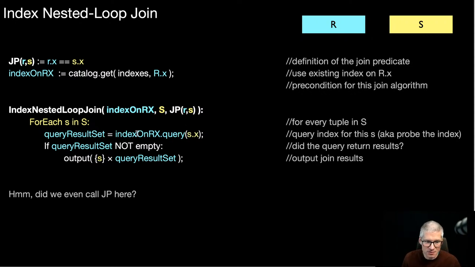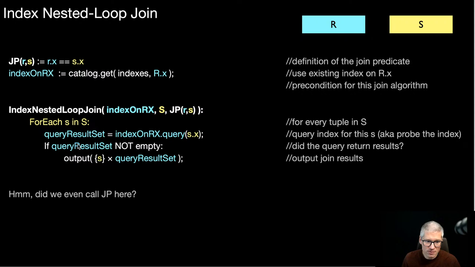Yeah, that's the index I retrieved here. And then I receive some results. So this may be empty, but it may also contain some tuples, and those are the tuples in R that have the same attribute value X as this small s. Yeah, that's basically the trick I play here. And then I can simply check: if it's empty, I simply continue with the next element, I continue with the loop.